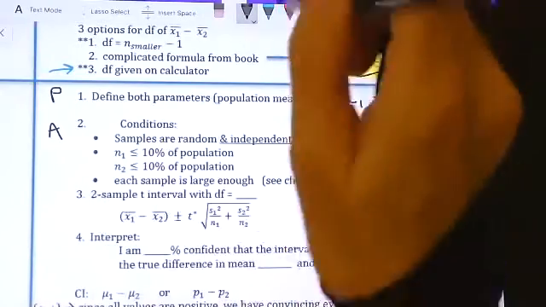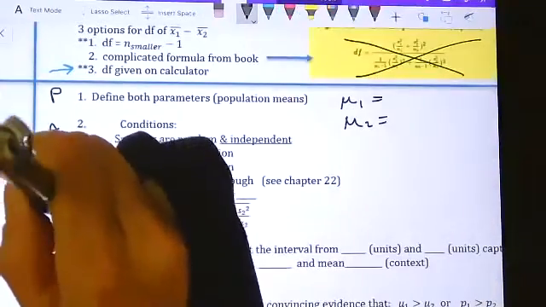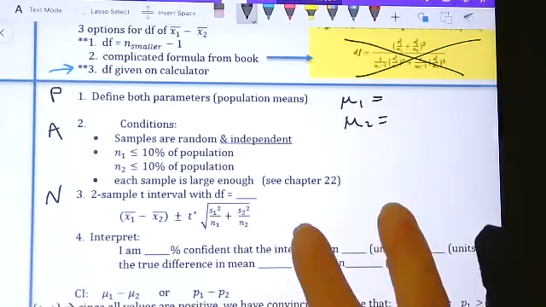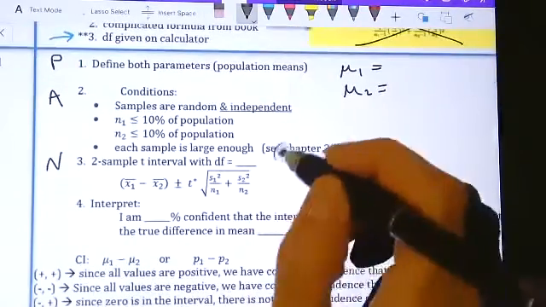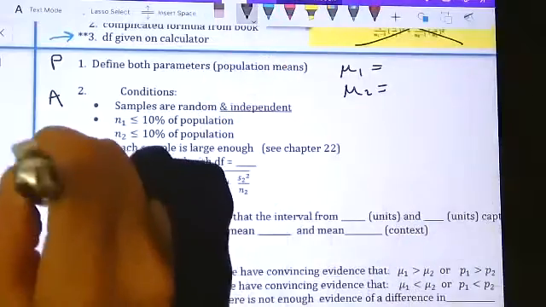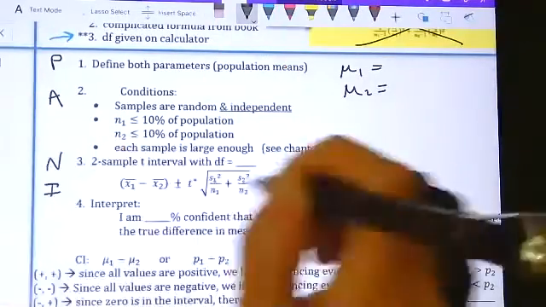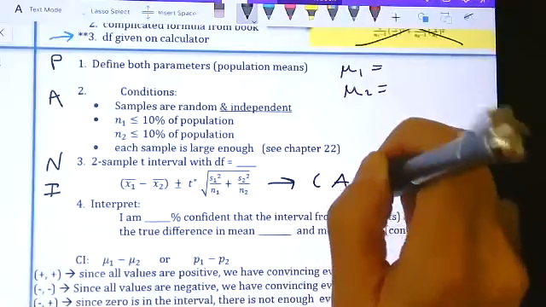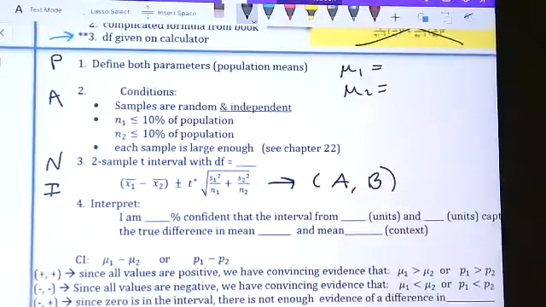Okay, so step 3, you need to name your interval or provide the formula. The name of the interval is a two-sample t-interval, and say what degrees of freedom you're using. And you need to provide the interval. So actually calculate the interval. The interval will end up looking like this when you're done. It will be two values, a comma b.